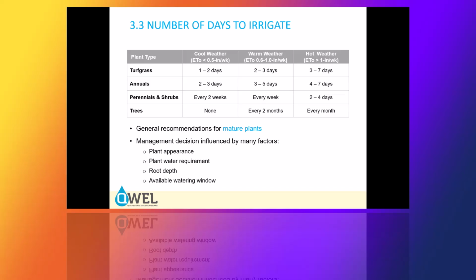The number of days to water is a management decision that must be made by the water manager. And it's a function of many factors such as the desired appearance of the hydrozone, the drought tolerance and preferred soil moisture content of the plants in the hydrozone, the root depth of the plant material, which is likely to be a function of the soil type and condition, and also the available watering window. We don't have to worry so much about watering windows here in Arizona, but certainly in California, they do have watering windows at set days a week and set times that they can water.